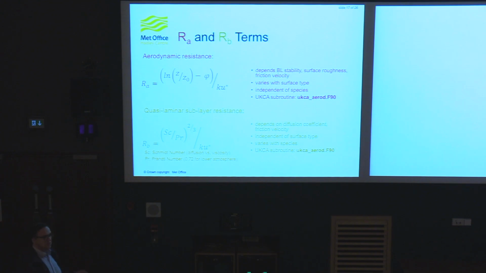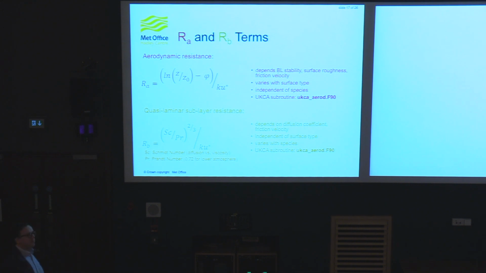So let's have a look a little bit into the individual terms. This is how mathematically these terms are represented. The aerodynamic resistance depends heavily on the stability of the boundary layer, because, as I said, this is mostly determined by turbulent mixing processes. So surface roughness, surface structure plays a big role, but it's independent of the species. So there's no species dependence in it.